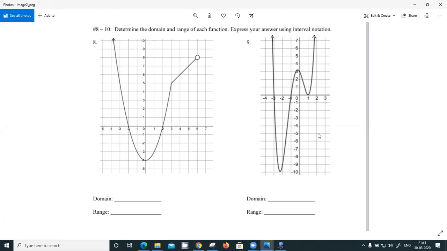Negative 10 to infinity. All possible values of y. Negative 11 is not on the curve, right? No. So only negative 10 is there. Below that it's not there. So all possible values of y is the range. So negative 10 comma infinity, and negative 10 is included, because it's there.